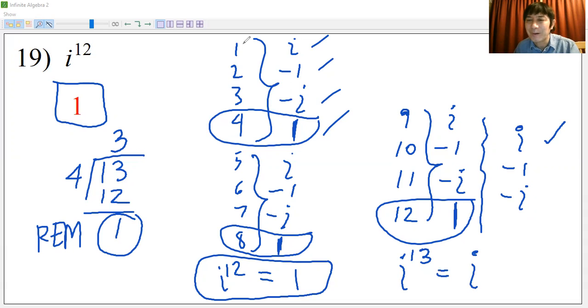How about I to the 14? That means we're going to divide 14 by 4. All right, let's do that. Let's not erase the screen; we will just erase our writings over here.